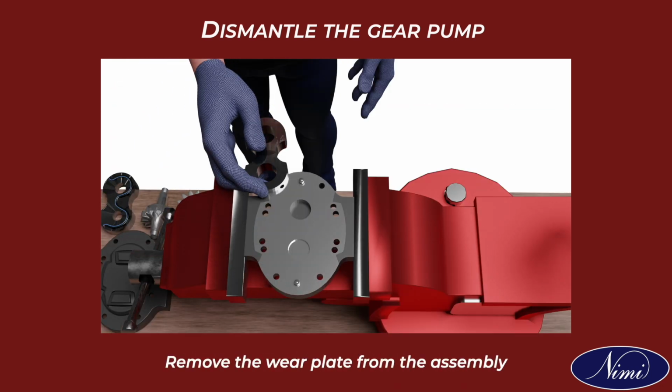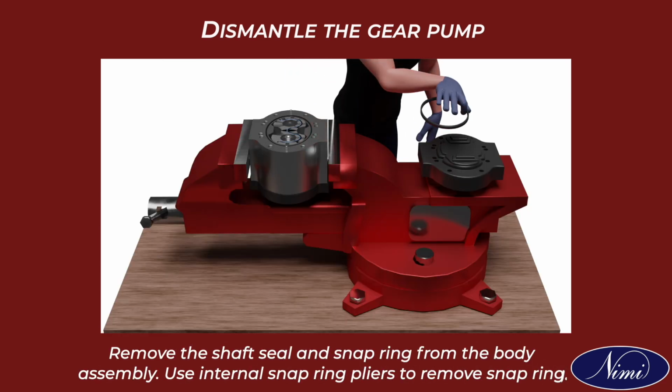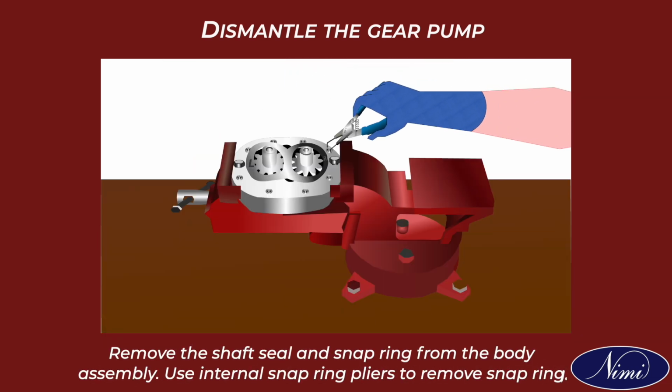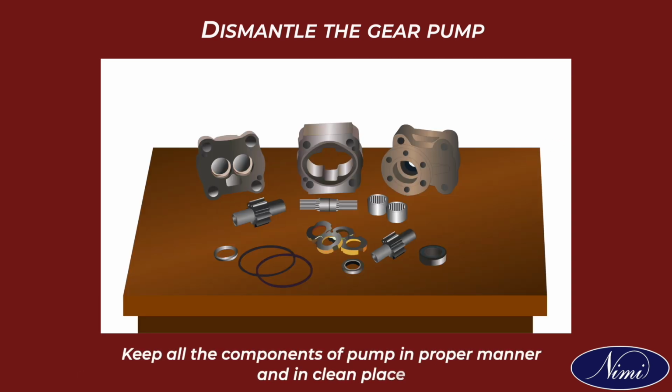Remove the wear plate from the assembly. Remove the shaft seal and snap ring from the body assembly. Use internal snap ring pliers to remove the snap ring. Keep all the components of the pump in a proper manner and in a clean place.